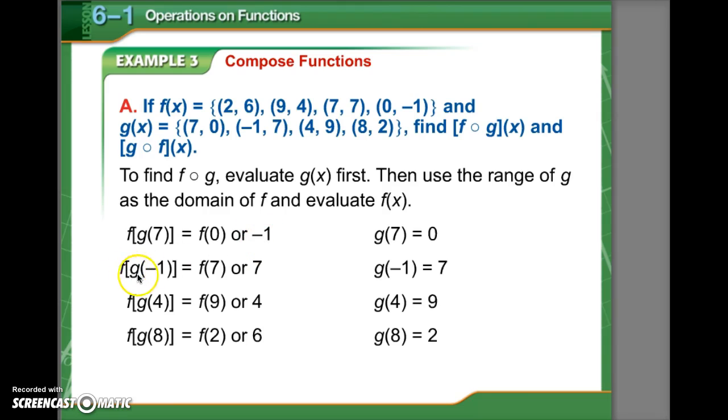F composition g of negative 1, go to g of negative 1, that's 7. Then go to the f of x, find 7, the output is 7. So f composition g of negative 1 is 7. F composition g of 4, find g of 4, that's 9. And then for f of x, go to where 9, output is 4. So f composition g of 4 is 4. And so on. Hopefully you picked up the pattern from that.